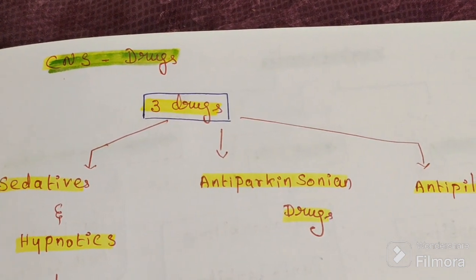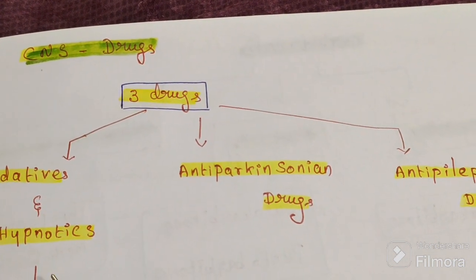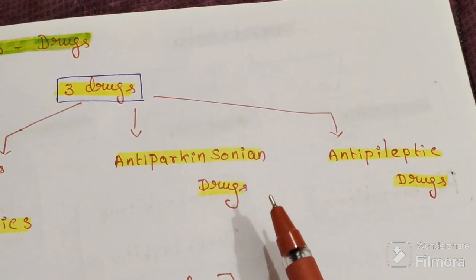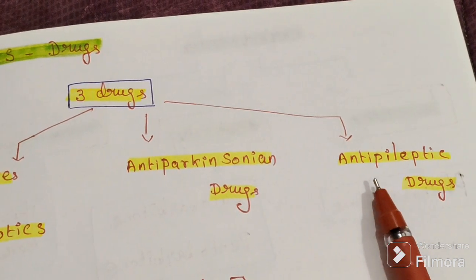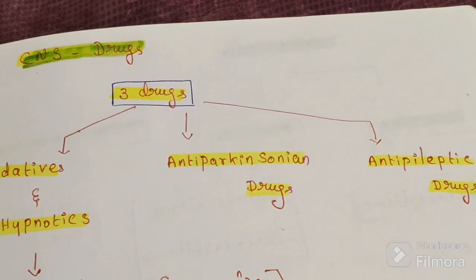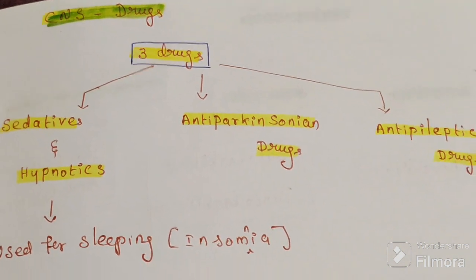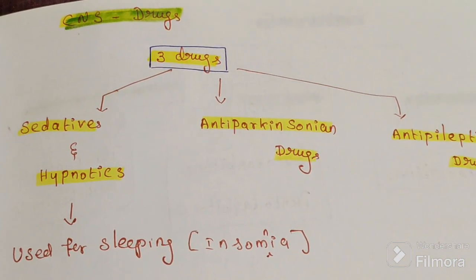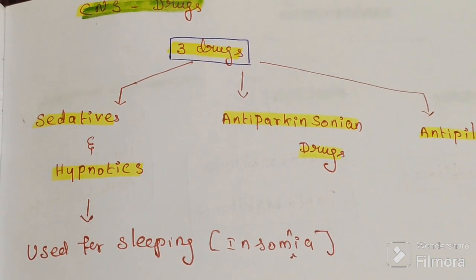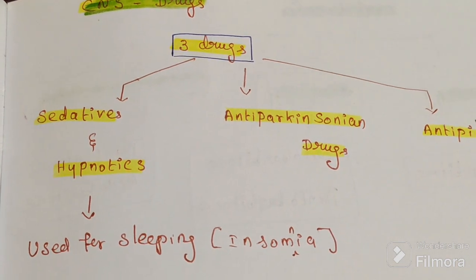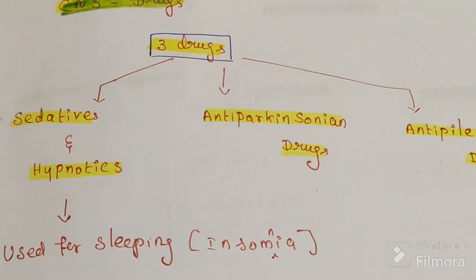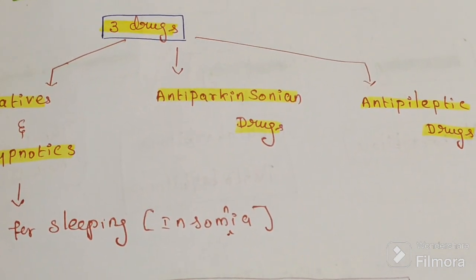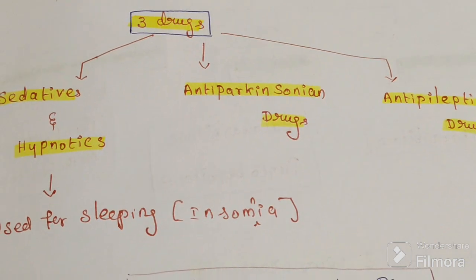The second group of drugs is anti-Parkinsonian drugs. The third one is anti-epileptic drugs. So in this central nervous system unit, we want to discuss three types of drugs: first, sedatives or hypnotics; second, anti-Parkinsonian drugs; third, anti-epileptic drugs. We will discuss them one by one.